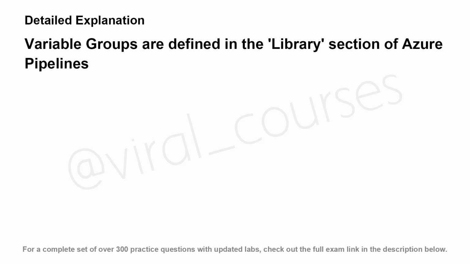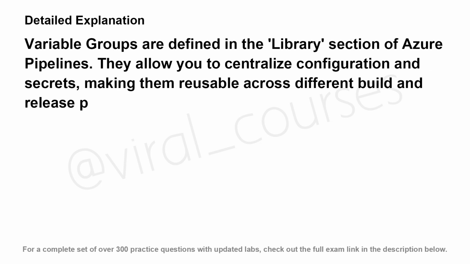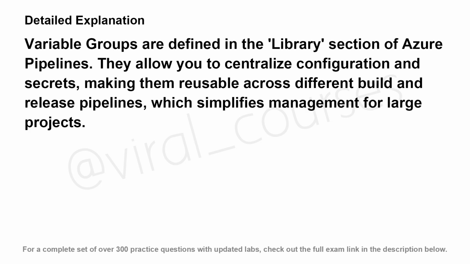Variable groups are defined in the Library section of Azure Pipelines. They allow you to centralize configuration and secrets, making them reusable across different build and release pipelines, which simplifies management for large projects.